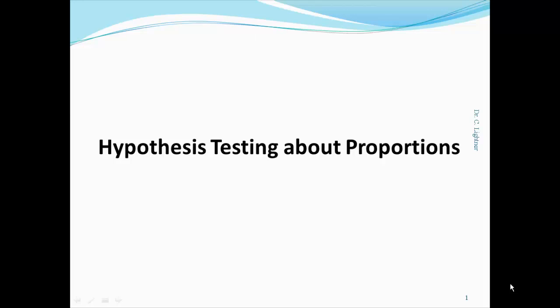Before beginning this section, you should review the Introduction to Hypothesis Testing, the Introduction to Hypothesis Testing about Means, and the Hypothesis Testing about Means when sigma is known sections. In this section, we will discuss hypothesis testing about proportions.